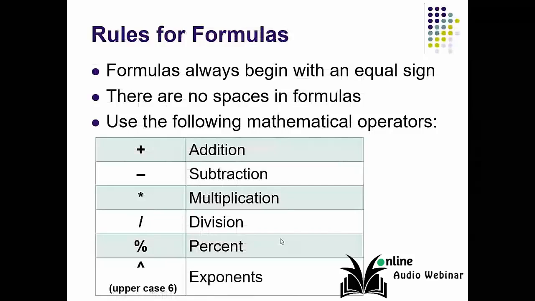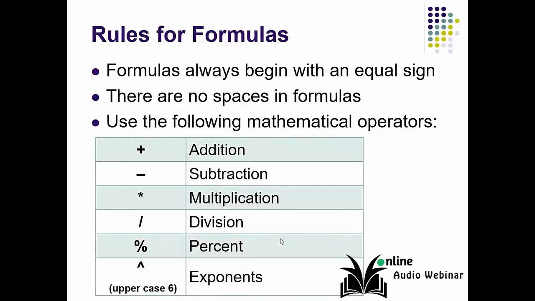Let's go through the rules for formulas first. Formulas always begin with an equal sign, and that's how Excel knows that you're calculating. There are no spaces in formulas. The uppercase of your number 5 key is the percent symbol, and the uppercase of your number 6 key looks like a little upside down V. It's called a caret symbol, and it's used for exponents.